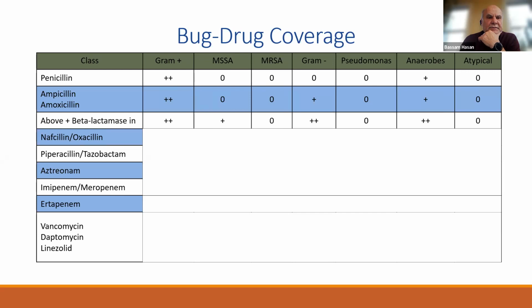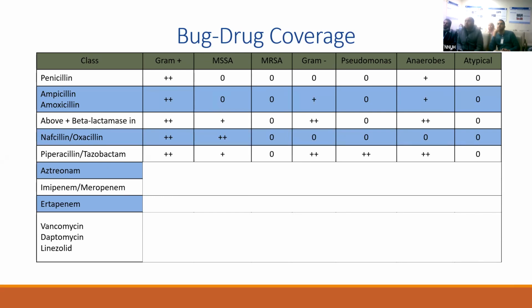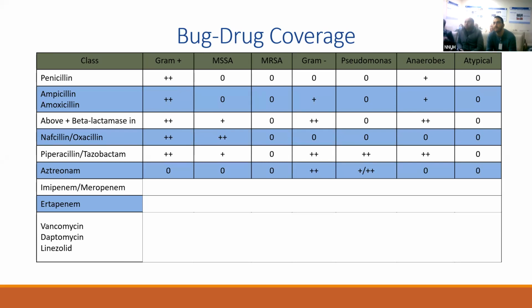All right. Nafcillin and oxacillin: MSSA, gram-positive. Pip-tazo: positive, negative, Pseudomonas. What about aztreonam? Gram-positive. One by one, please. Who said gram-positive? Please forget that. Never say that again. Aztreonam has no gram-positive activity. It's pure gram-negative, period. That's it. And Pseudomonas, of course.